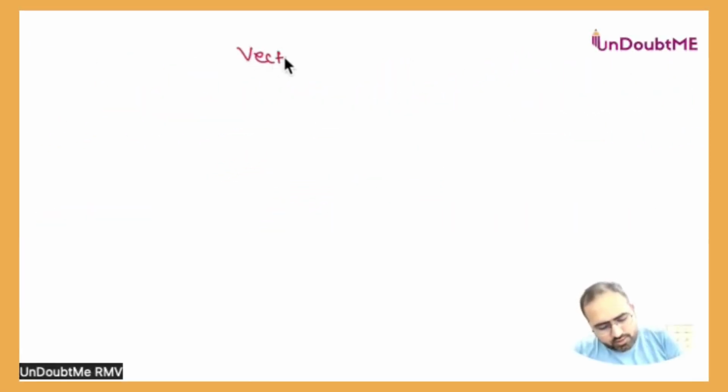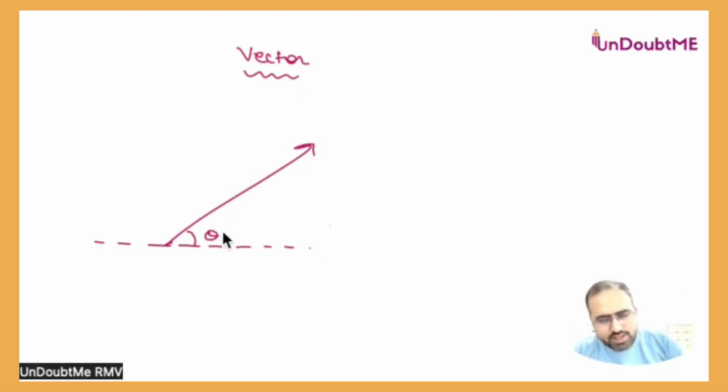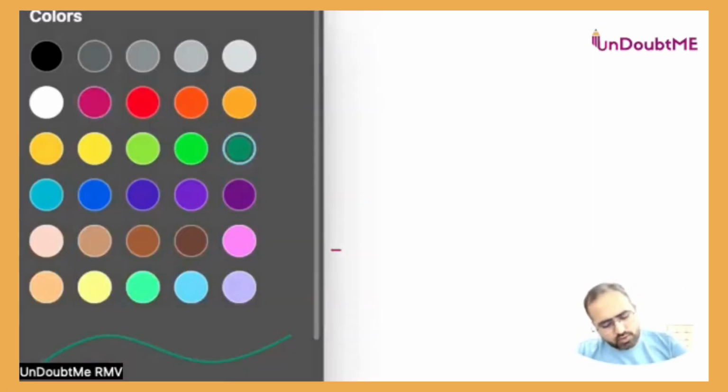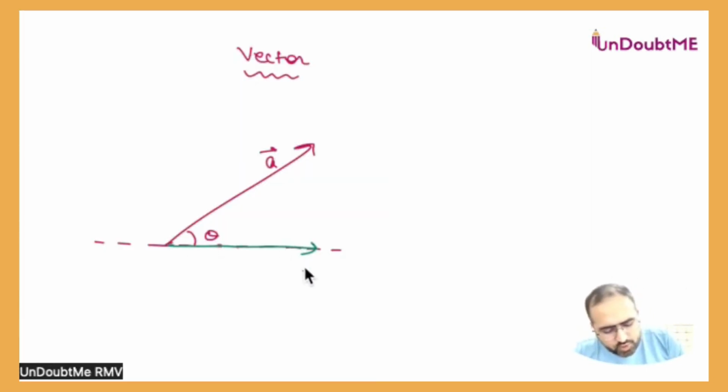A bit about vectors we should discuss first. If I have a vector A, for a vector, the most important things are magnitude as well as direction. Let's say A is the vector which is inclined at an angle theta with respect to horizontal. So we know that we can find the components of this vector as A cos theta and A sin theta.